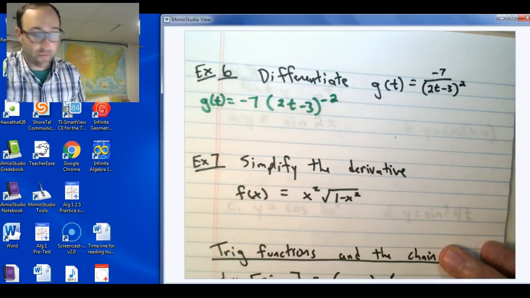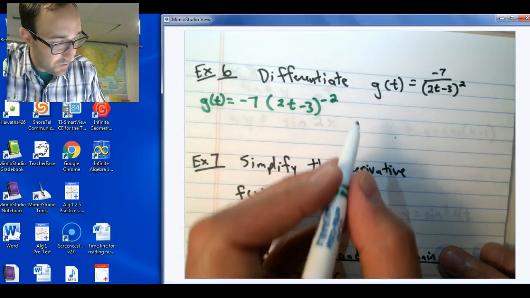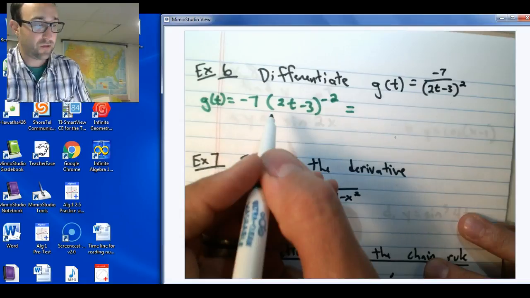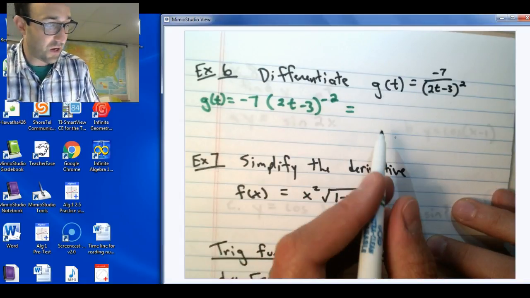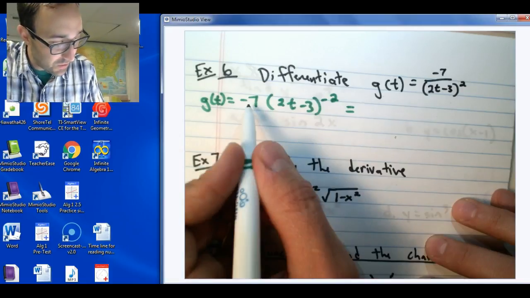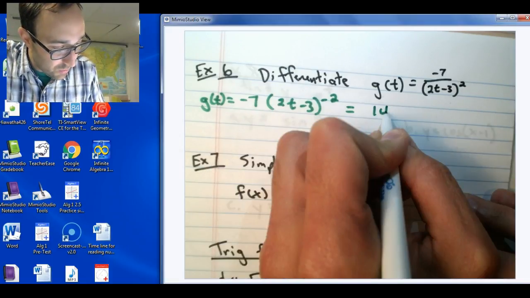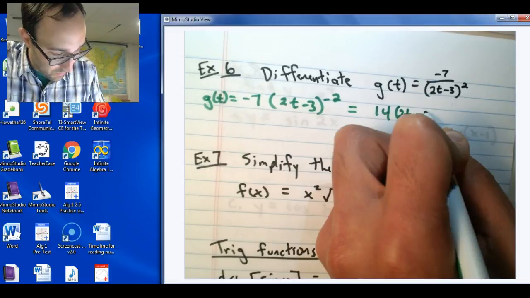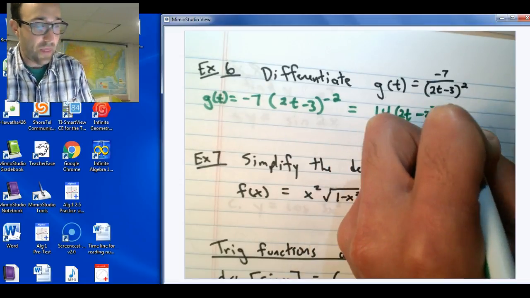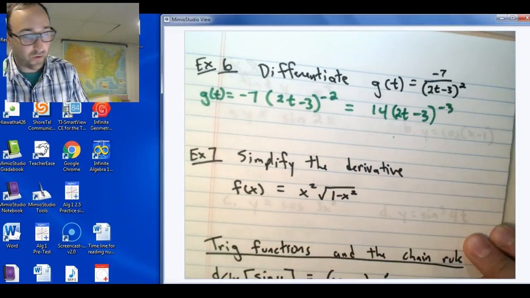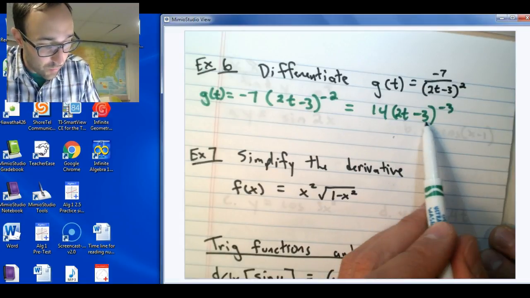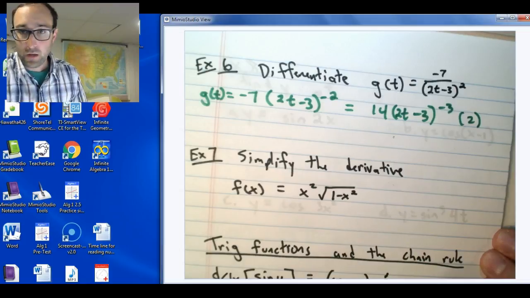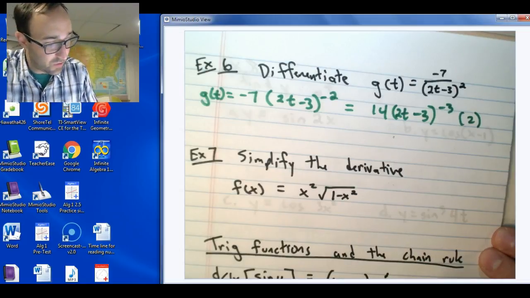All right, so now from here I can rewrite this with the -2 going in the front, using the chain or the power rule. So -2 times -7 is going to be 14, times (2t minus 3) to the -3rd. And then I also have to find the derivative of the stuff in the middle, which is just going to be 2.